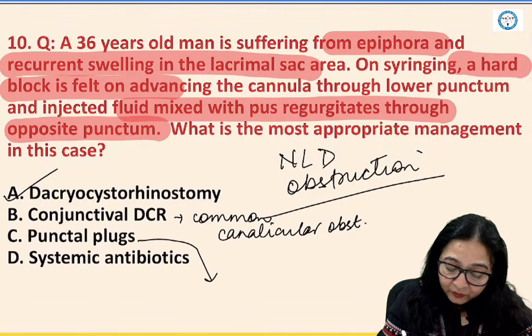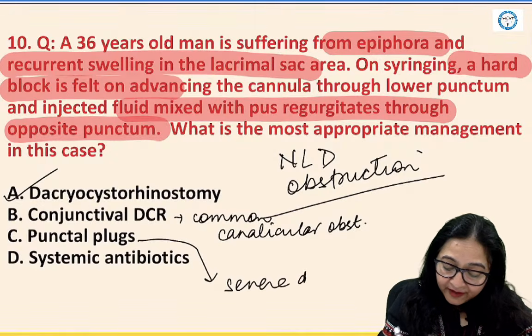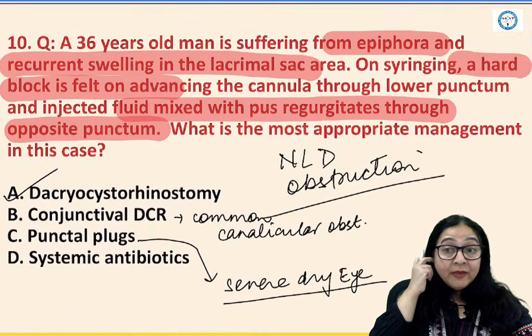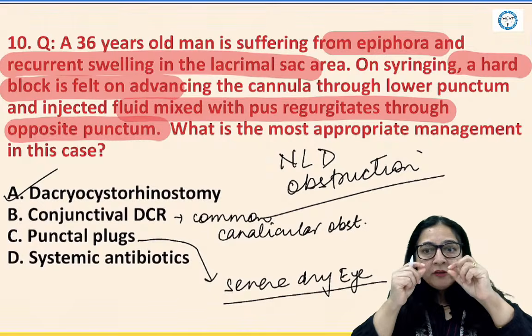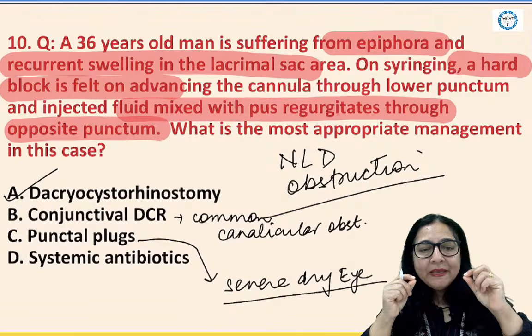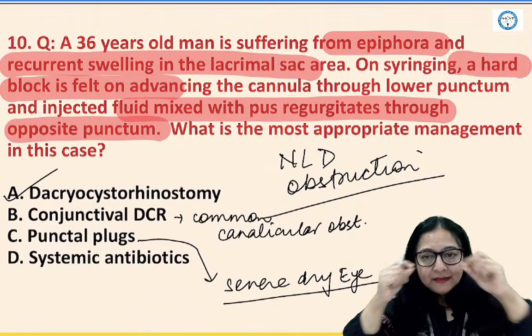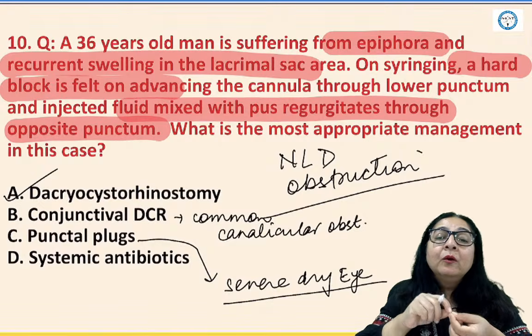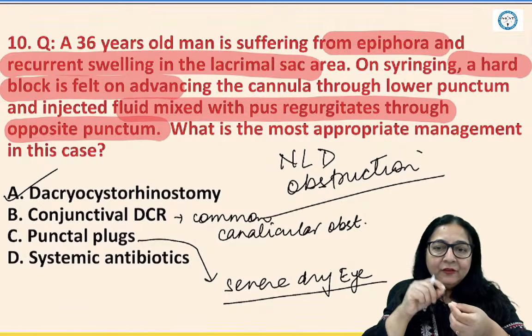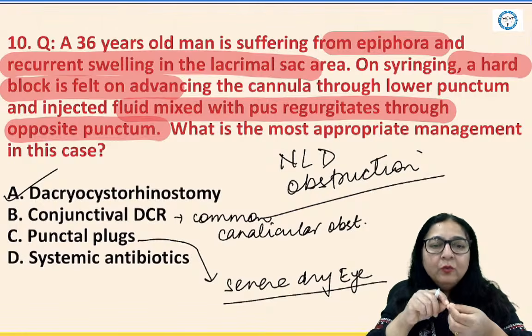Punctal plugs are used in very severe dry eye. So what we are doing actually is, when a patient has very severe dry eye, you want that whatever tears are being produced, they remain in the conjunctival sac area. So you actually occlude the puncta. Okay, so you put silicone plugs to occlude the puncta.